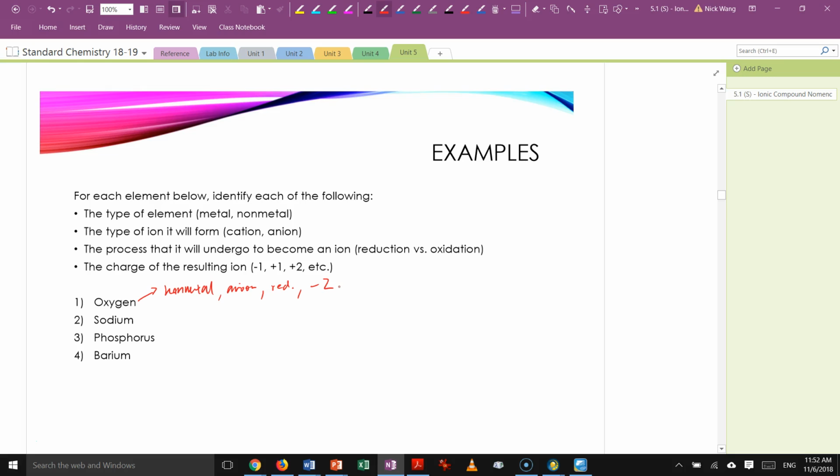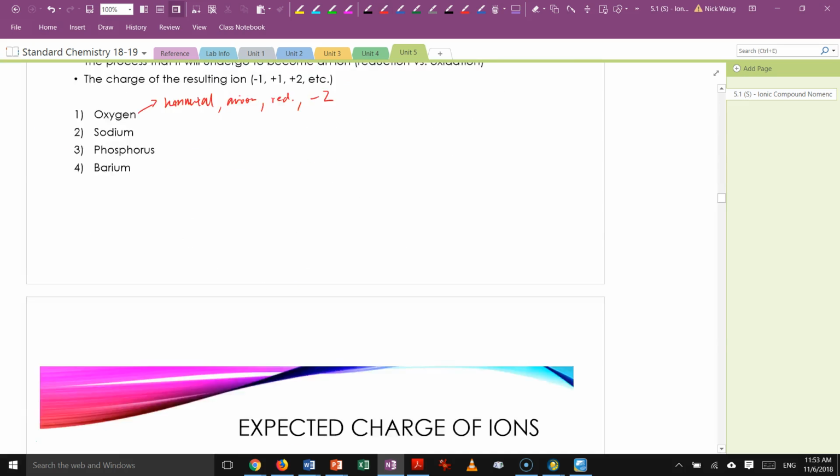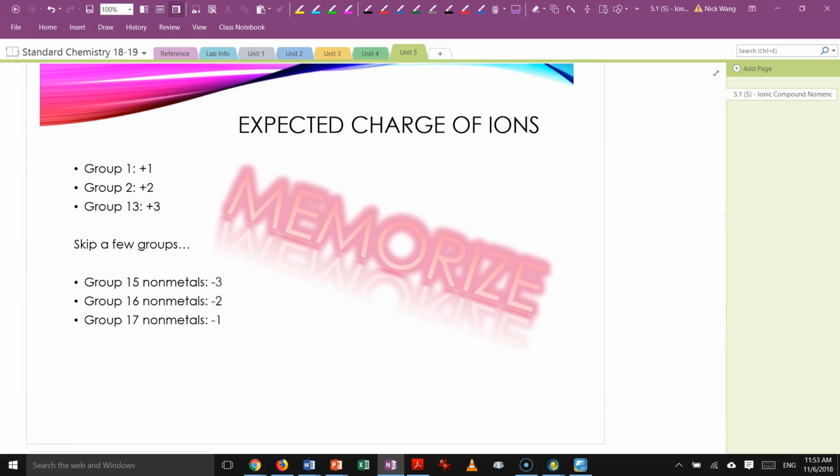All right, go and try the rest of these out with sodium, phosphorus, and barium. Same process, using the logic we just talked about, knowing where we get that information from. This is also worth memorizing, if you can't tell. Each of these groups, the elements in those groups, typically have a known predicted charge. Group 1 typically becomes +1. Group 2 becomes +2, and so on. We'll skip a few groups here, and you can notice how we range like this. The group 15 nonmetals become -3, and so on. So go and commit those to memory. We'll talk about this more in the next class.